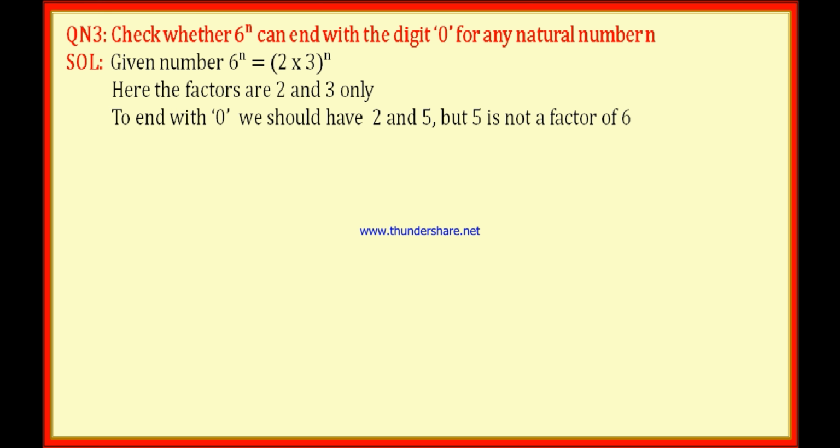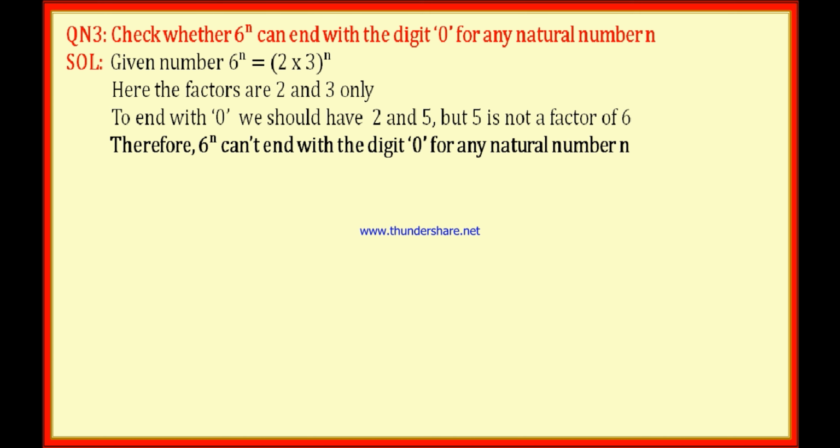But here in 6, the factors are 2 and 3. But 5 is not a factor of 6. Since 5 is not a factor of 6, 2 and 5 are not there as factors of 6. It does not end with 0. To end with 0, we should have 2 and 5. But 5 is not a factor of 6. Therefore, 6 power n can't end with the digit 0 for any natural number n.